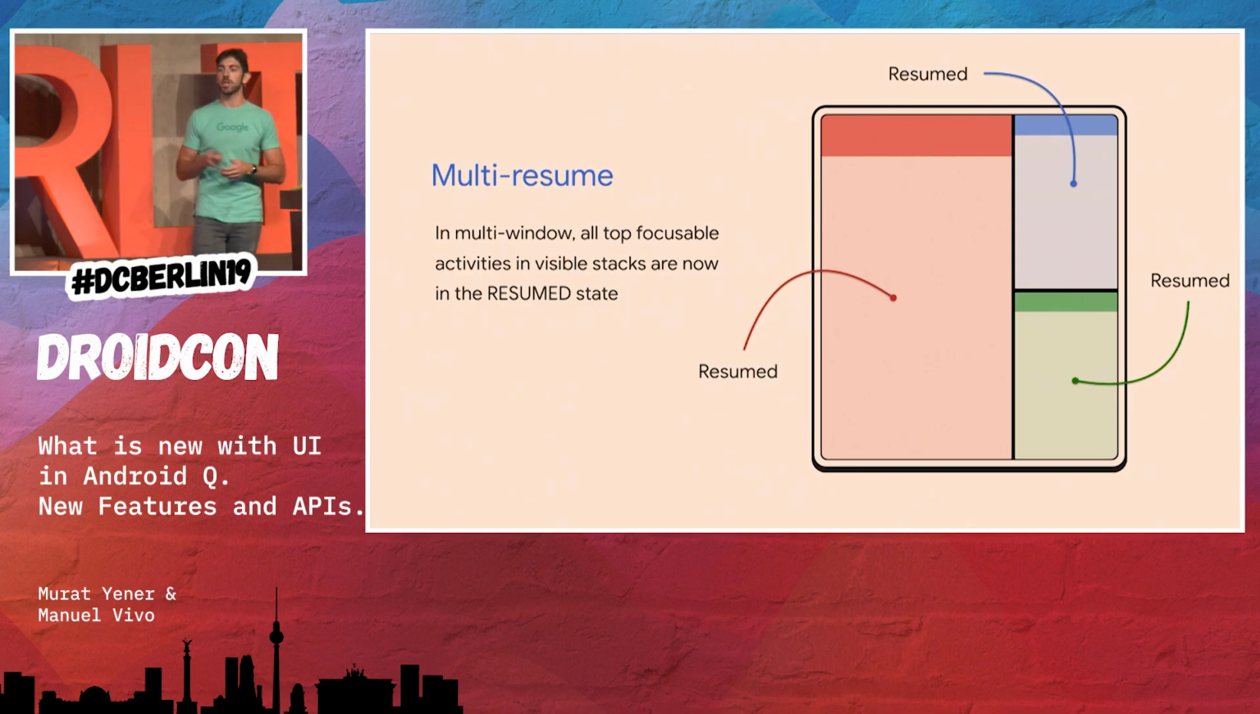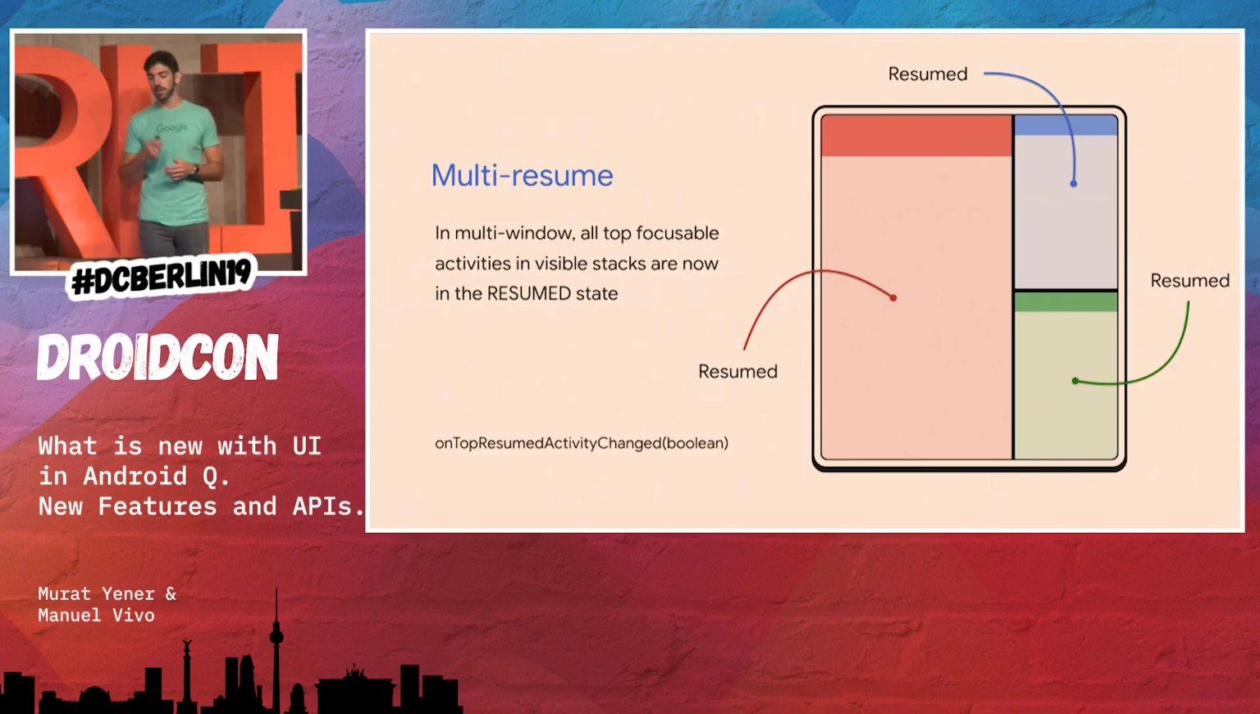So because now all of them are resumed, how can you know that the user is interacting with your activity? We have a new lifecycle callback, and it's called onTopResumedActivityChanged. It will be true when the user interacts with your device or with your activity, and false when you lose that focus.